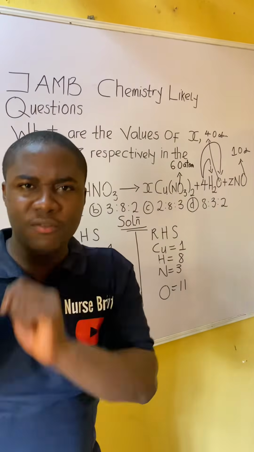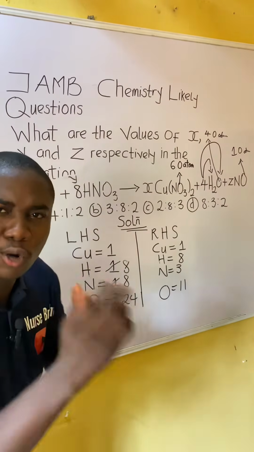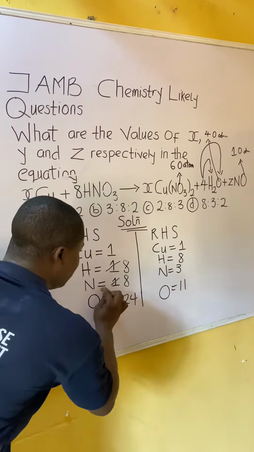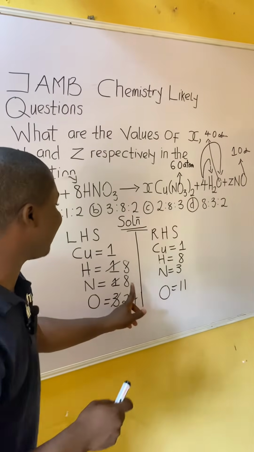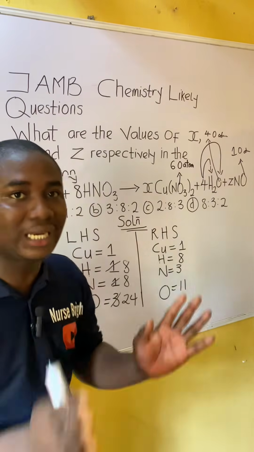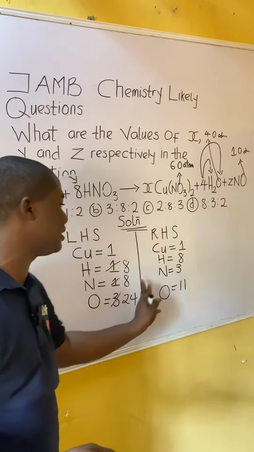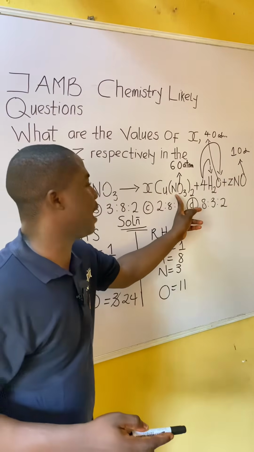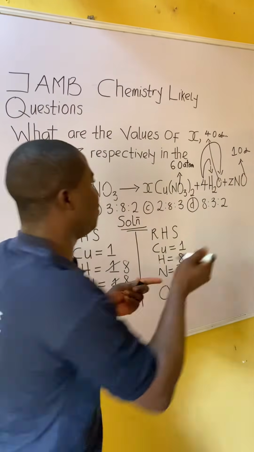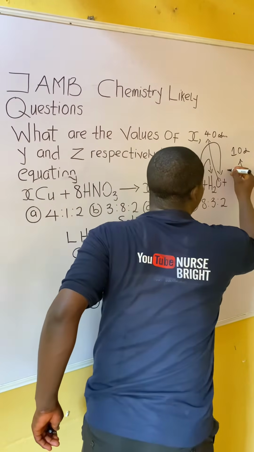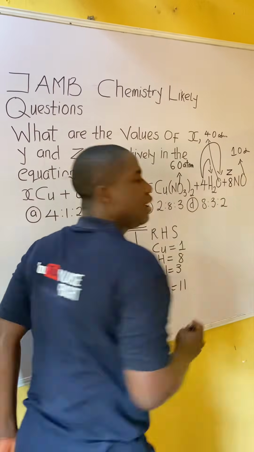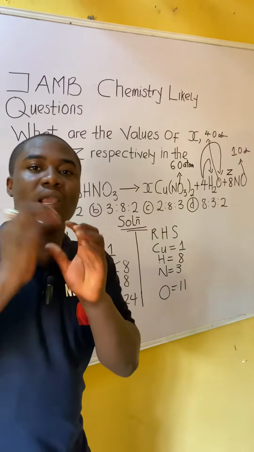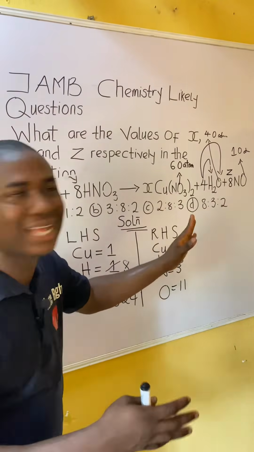Now, moving further, let us focus on balancing nitrogen. On the left, nitrogen was 8. On the right, it was 3. So we have to make sure that it's still 8. You can see nitrogen appeared here, and nitrogen appeared here as well. So do you think it's wise for me to just come in front, remove Z, remember Z is here, and just put 8? If I do that, nitrogen will now be more than 8.